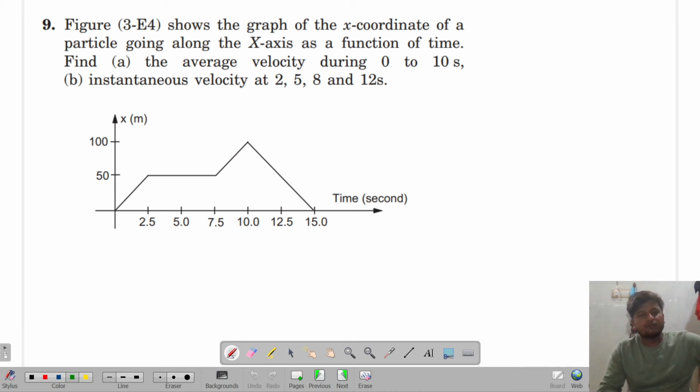Figure E34, whatever it is. So the graph of x coordinate of the particle going from the x axis as a function of time. Find the average velocity during 0 to 10 seconds, and the instantaneous velocity at 2, 5, 8 and 12 seconds. It is a problem, do it fast.